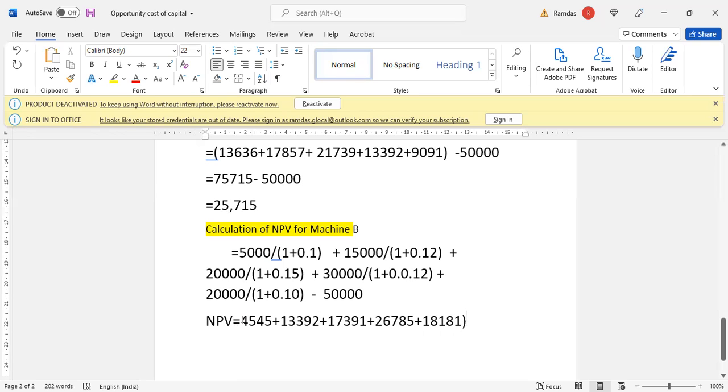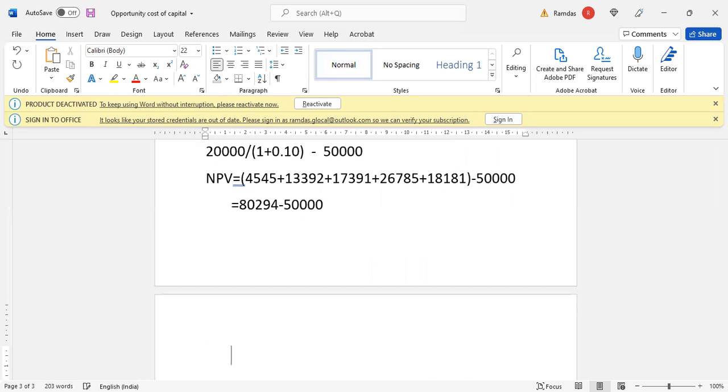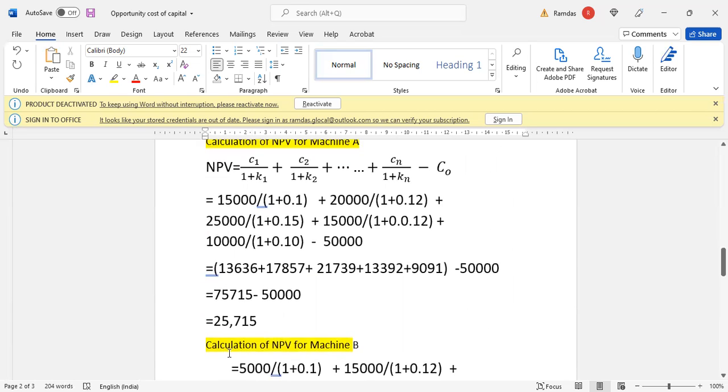This is the present value of all your cash inflows with varying cost of capital, minus your original investment of 50,000. So NPV is equal to the total present value of cash inflows, which is 80,294, minus 50,000. NPV is how much? 80,294 minus 50,000 will be 30,294. We got the NPV of machine A and machine B.